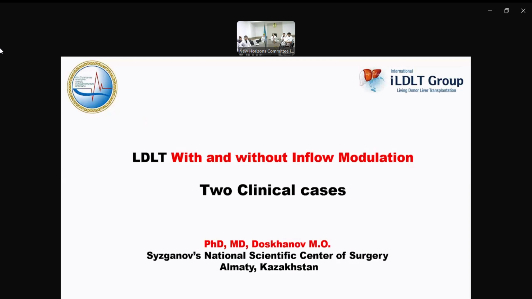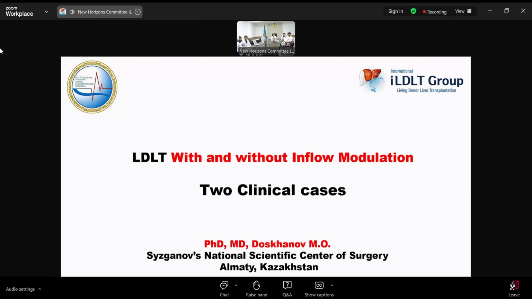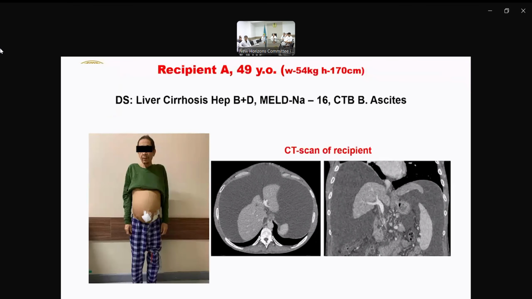Participants of the LDLT conference, let me present to your attention two clinical cases of LDLT. We have two interesting cases of LDLT in young donors, in one case without graft inflow modulation (GIM), and in the second with GIM. In the first case, LDLT was performed in a patient with terminal liver damage without portal flow modulation.